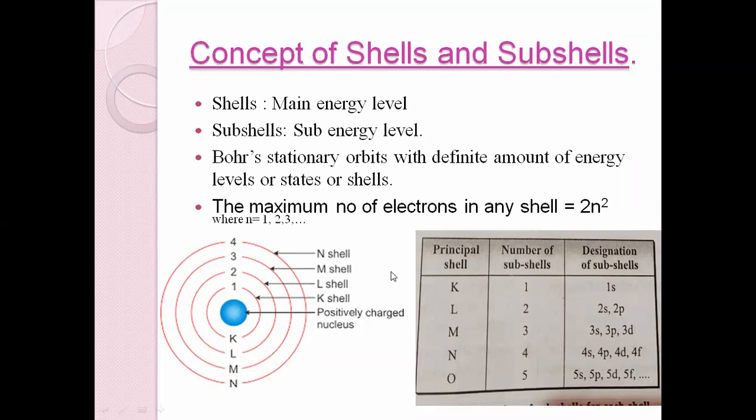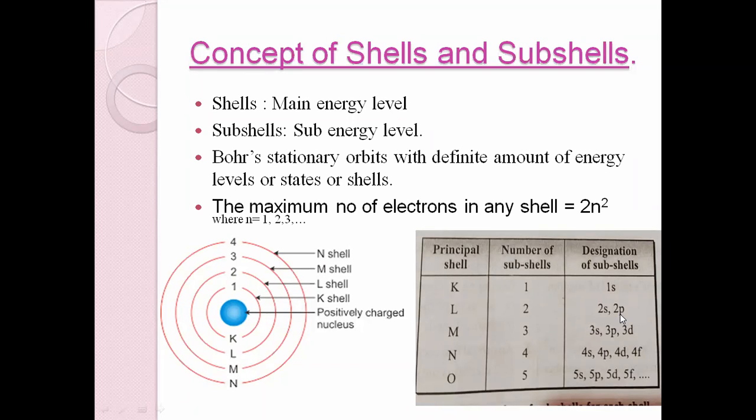So once again, we will go back to the concept of shells and subshells where we learned about K, L, M, N, O. These are the main shells. These main shells consist of sub energy levels or subshells. As you can see in the figure, here is the K shell. Inside the K shell there is only one subshell. One subshell doesn't mean that in the s orbit there is only one orbital. It means this is designating that this s subshell belongs to the first orbit or first principal shell.